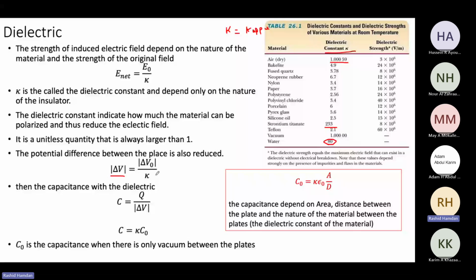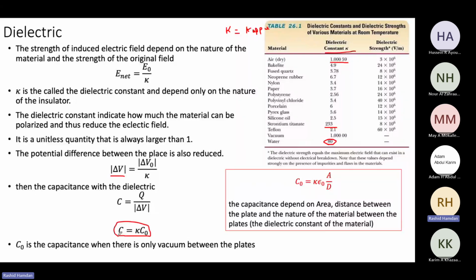The charge does not change because it's an insulator. Right, it's reducing the electric field, it's reorienting the charges in the middle, but they cannot transfer charge all the way. So the charge is fixed. So we have C equal to Q over the new delta V. So I can say that this new C is equal to kappa C0. So by putting the dielectric, we increase the capacitance.